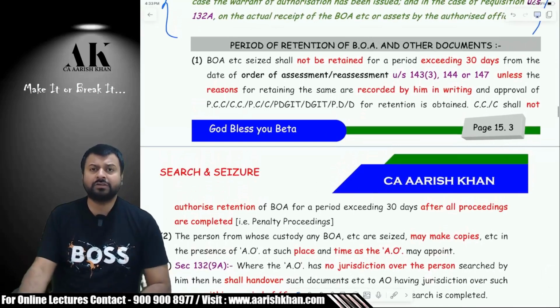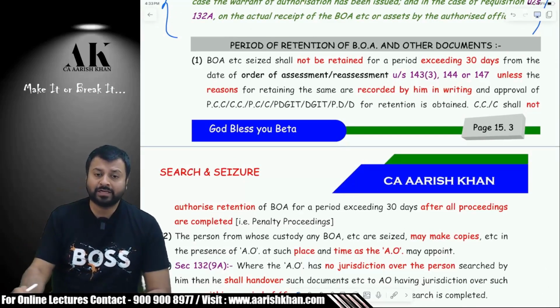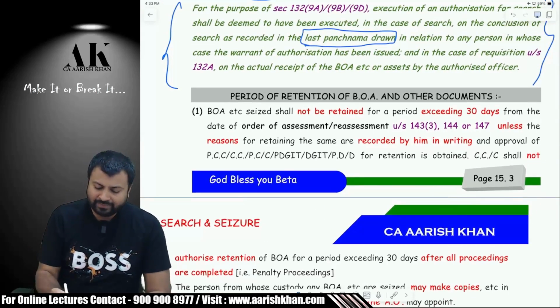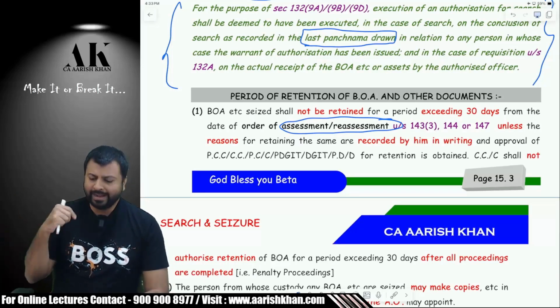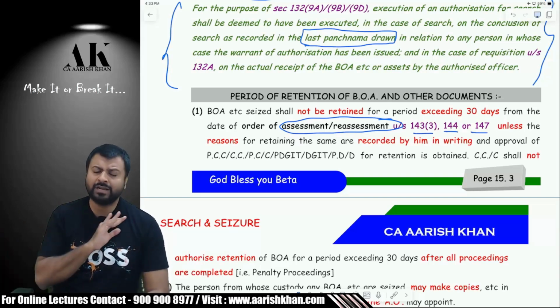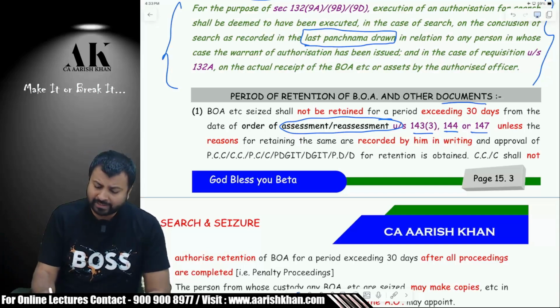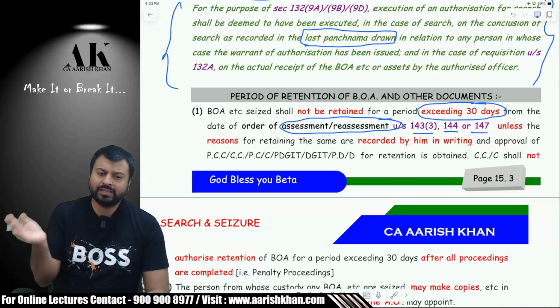Period of retention of books of accounts and documents. For how many days will the books of accounts and documents be retained by the department? So the department says that we will complete the assessment after search and seizure. After the assessment is completed, whether it is regular assessment, best judgment or income escaping assessment, whatever assessment it is, they will return them to you after 30 days. Okay. Once the assessment is completed, after 30 days, they will return them to you.